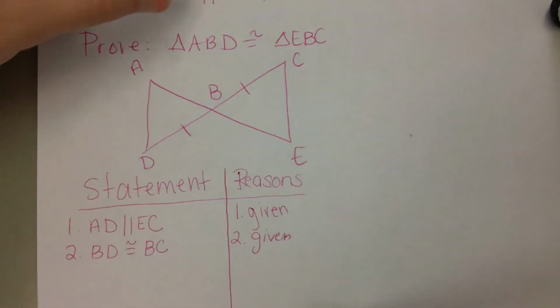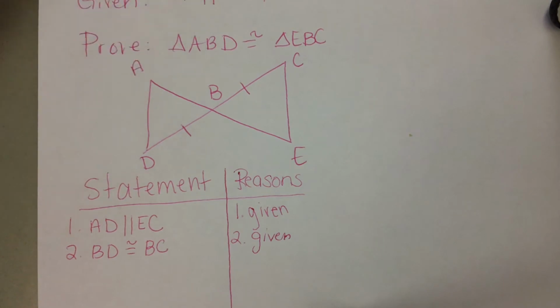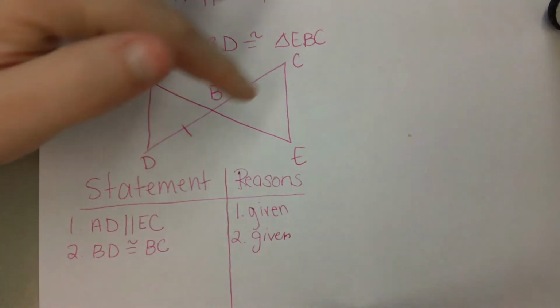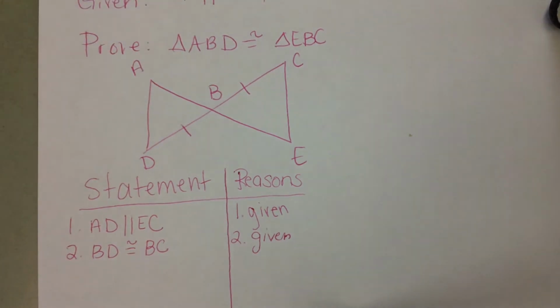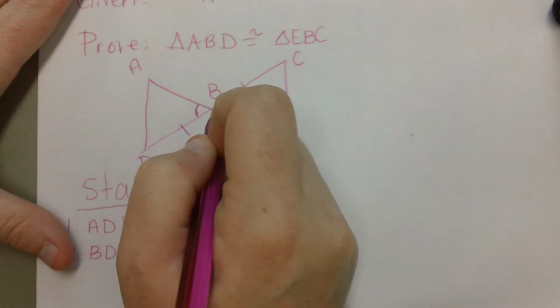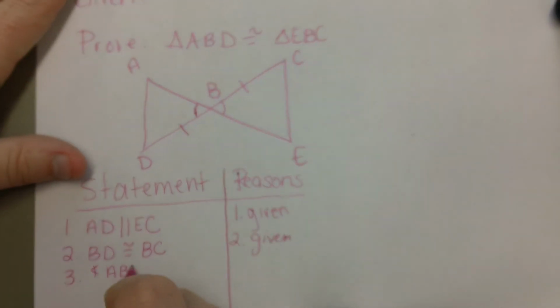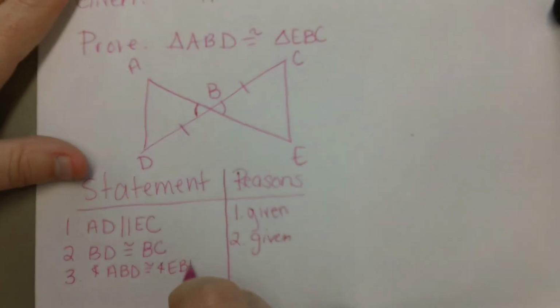So we need to figure out how to get from this given statement to prove that this is congruent, which means we need to have three parts. Right now I know AD is parallel to CE, and BD is congruent to CB, and those are marked. Looking at this, is there anything else that we can tell? If you look at it, you also have vertical angles here. So on step 3, I can say that angle ABD is congruent to angle EBC because they are vertical angles.